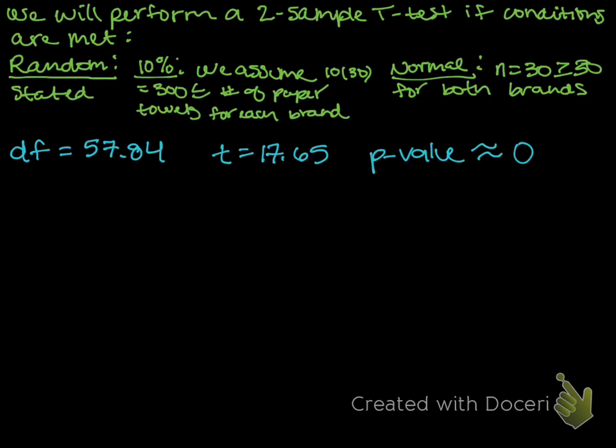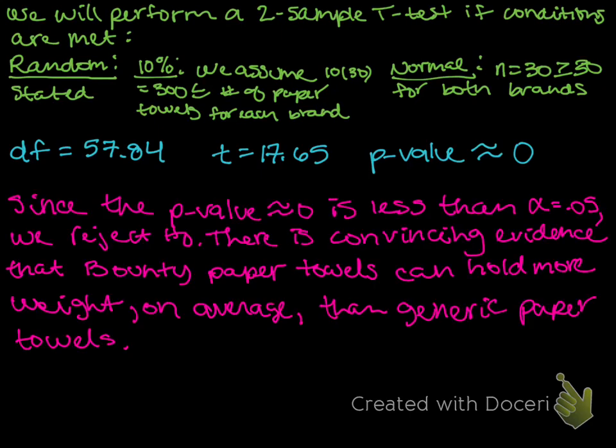Okay? Don't look at that 2.9 without looking at the e to the negative 25. Some people miss the e, don't miss the e. That means it's approximately 0. So here we go. Conclude. Since the p-value, approximately 0, is less than alpha equals 0.05, we reject H sub 0. There is convincing evidence that Bounty paper towels can hold more weight on average than generic paper towels.